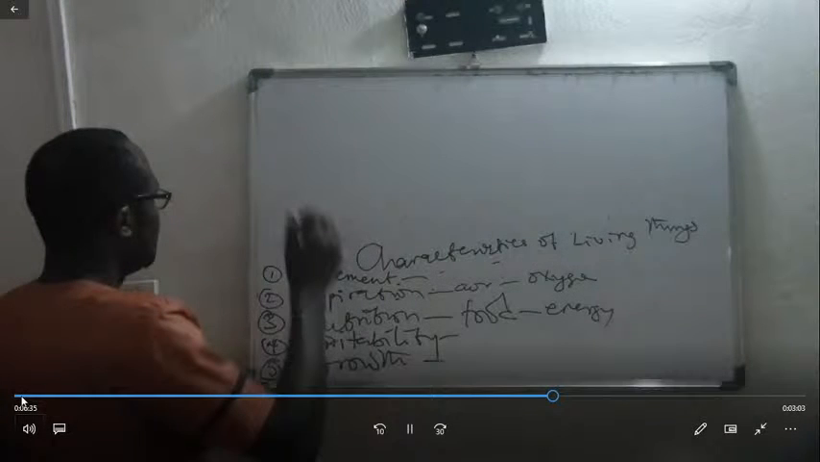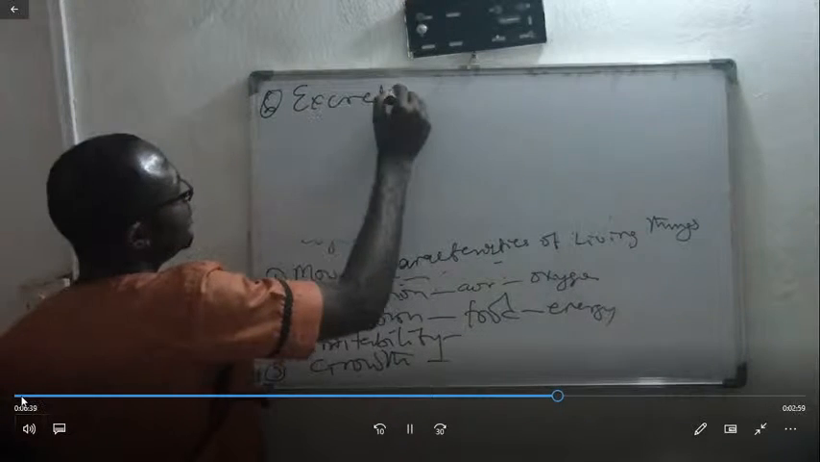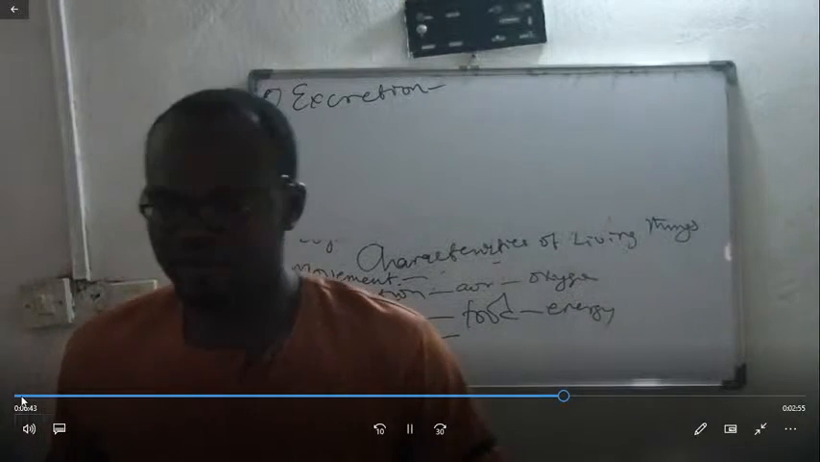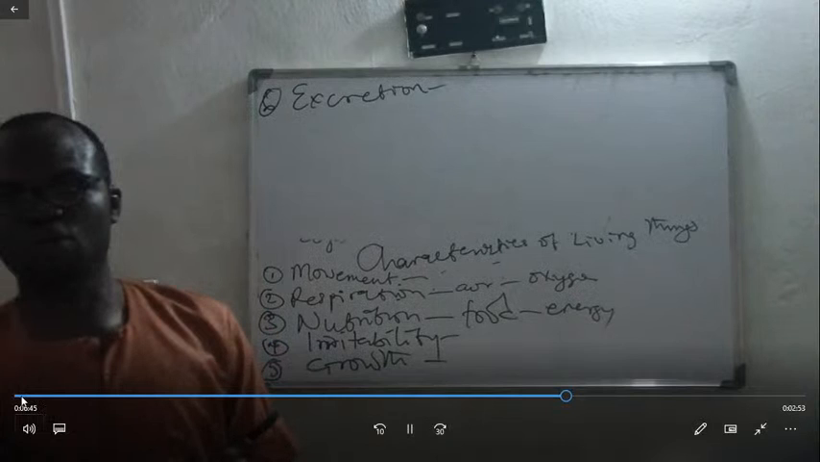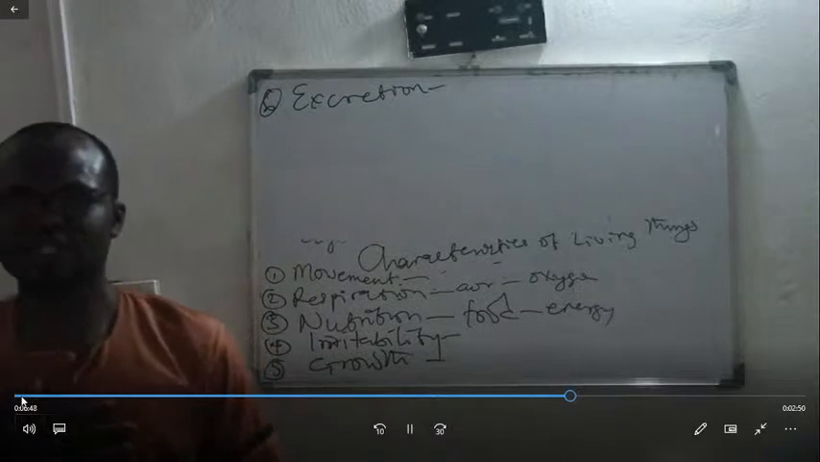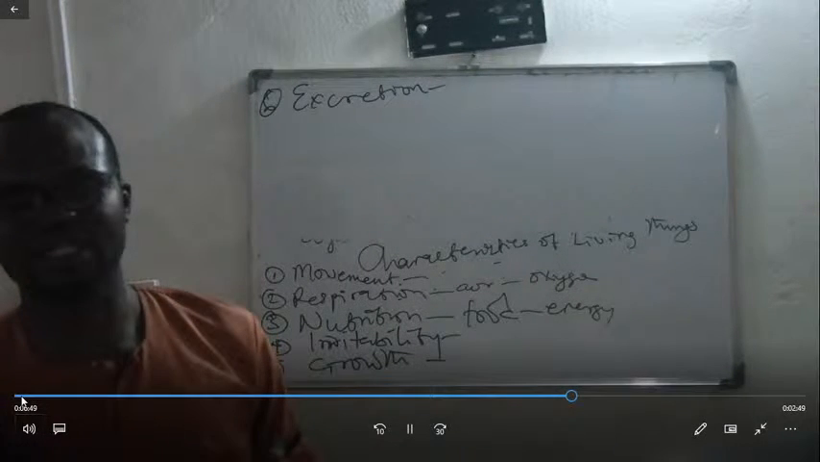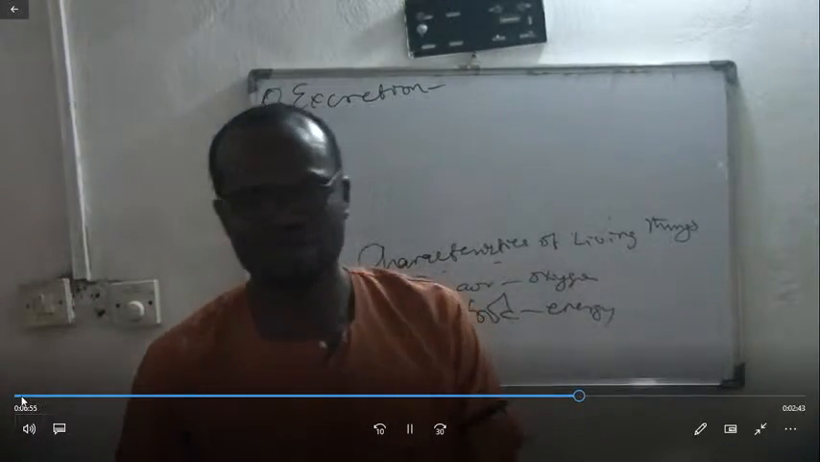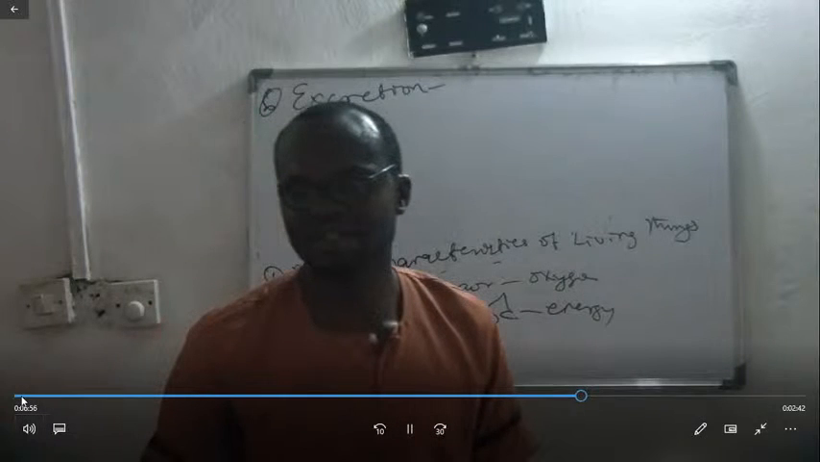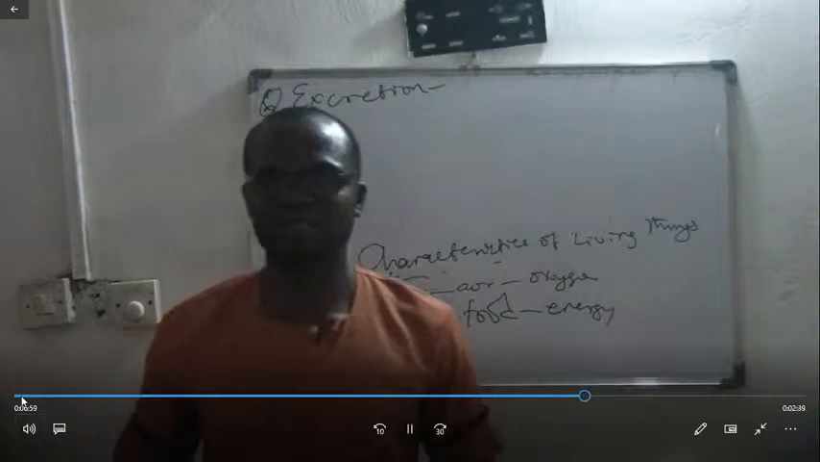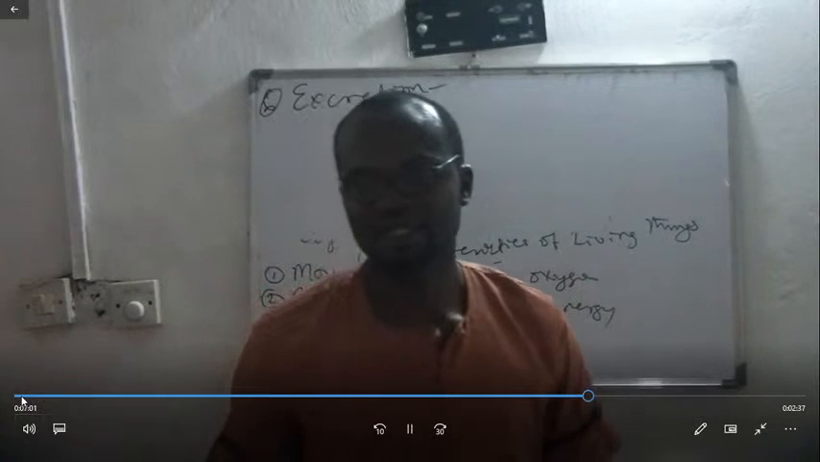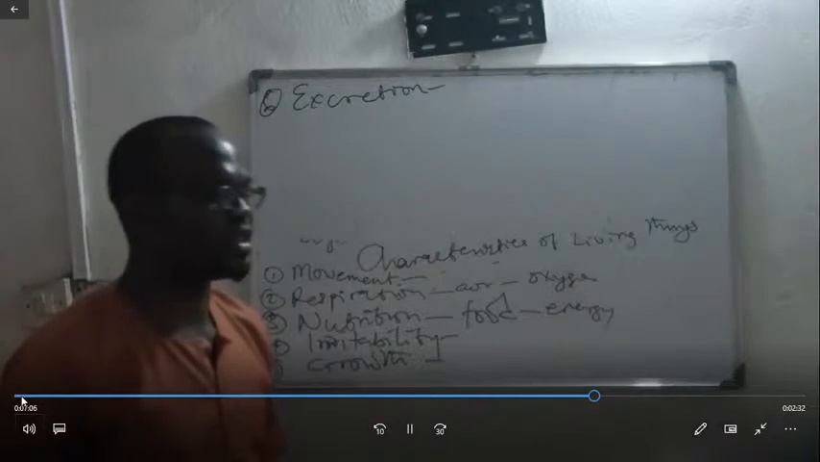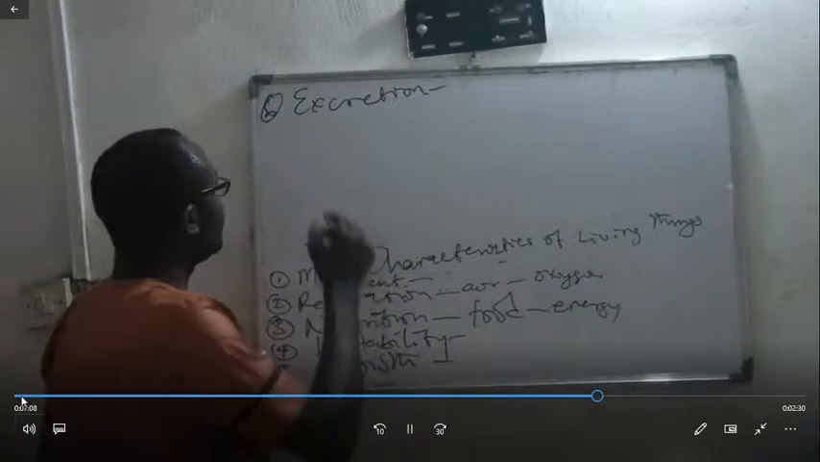So number 6 is what we call excretion. Removal of toxic waste. Removal of what? Metabolic waste. Things that your body doesn't need. Those things that could cause sickness in your body, you need to do what? Excrete them. Like sweat. You see, when you're running around, you'll be sweating. You understand? When you're pressed, you go to the toilet, you ease yourself, isn't it? Excretion, removal of waste products. That's an important aspect of the characteristics of living things.